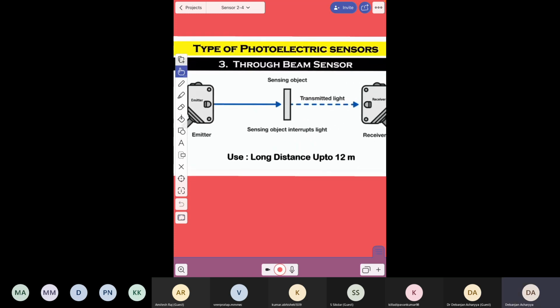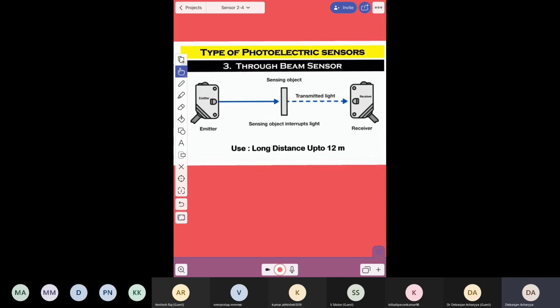Now the last one, the third one, is the through beam sensor. It is generally used for long distance range up to 12 meters. Here the emitter and the receiver are two different entities. In the last two cases you have seen that the emitter and receiver are both in the same sensor, but here there is one emitter and another receiver. So this is very simple.